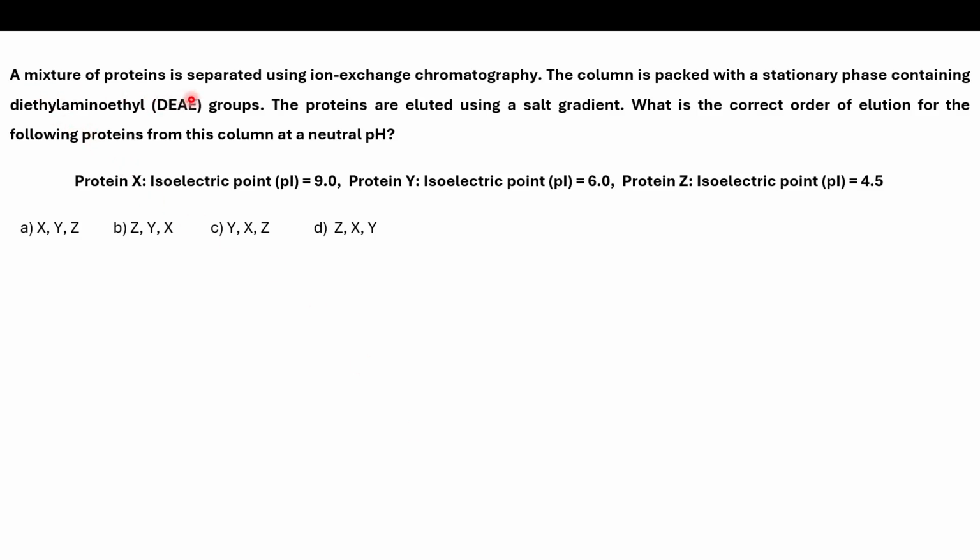Now, a mixture of proteins is separated using ion exchange chromatography, and the column is packed with a stationary phase containing DEAE groups, diethylaminoethyl groups. The proteins are eluted using a salt gradient. So what will be the correct order of elution for the following proteins from this column at a neutral pH? The isoelectric points of the proteins are given.